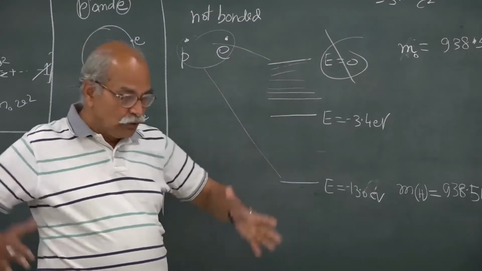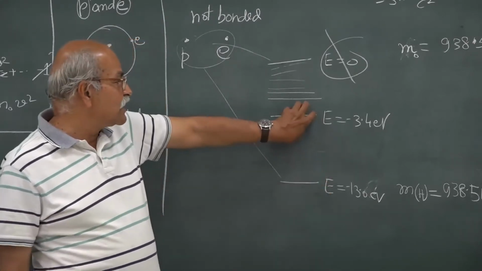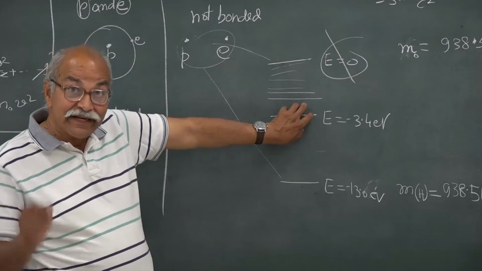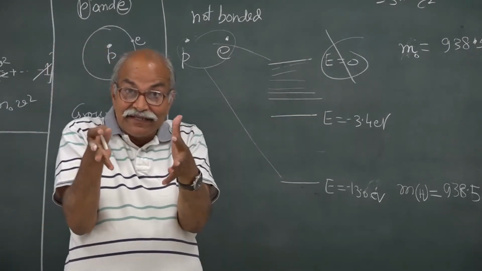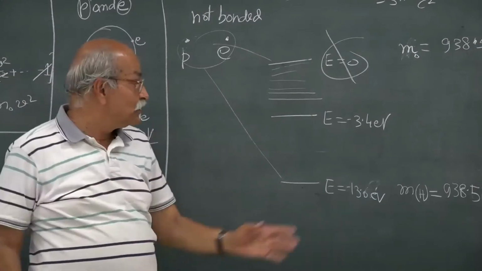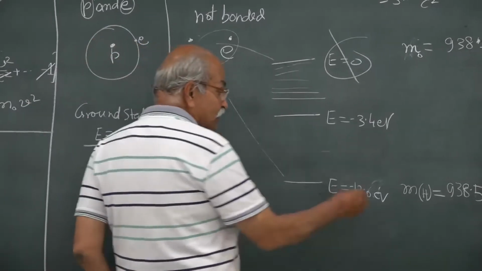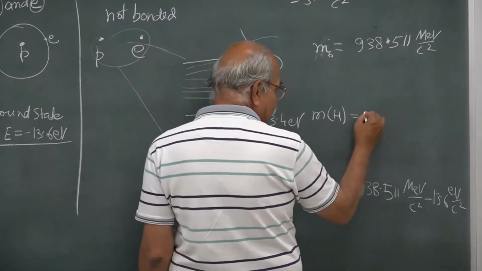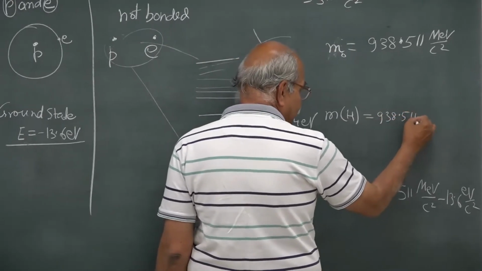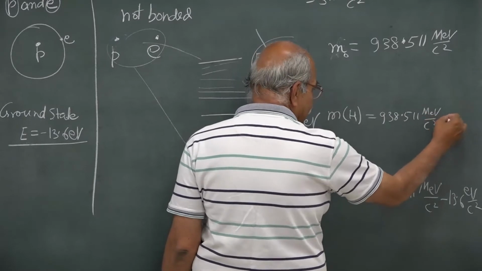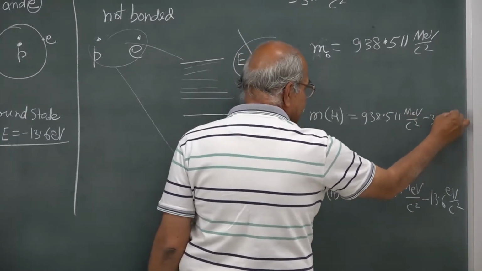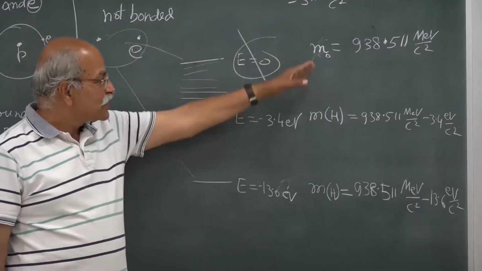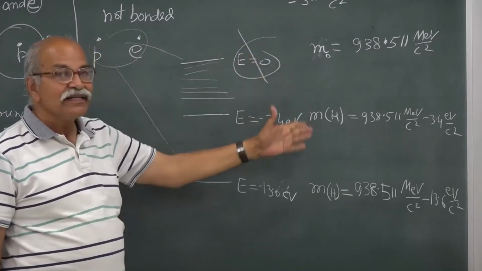First excited state: you give some energy and the hydrogen atom reaches this energy level, the first excited state. It is still at rest; the atom as such is not moving. So, it is rest mass only, but this rest mass in the first excited state will be 938.511 MeV/c² minus 3.4 eV/c². From here it is 3.4 eV less. So, the rest mass is different here, different here, different here.